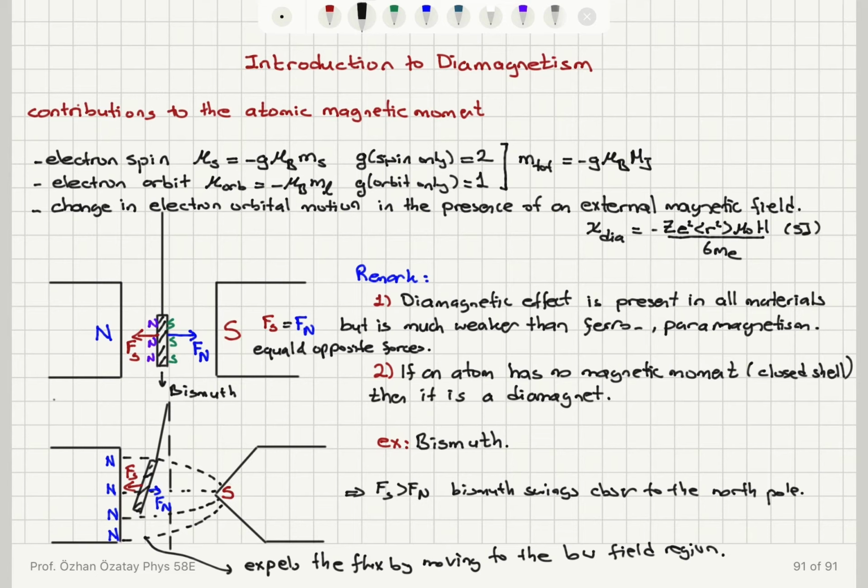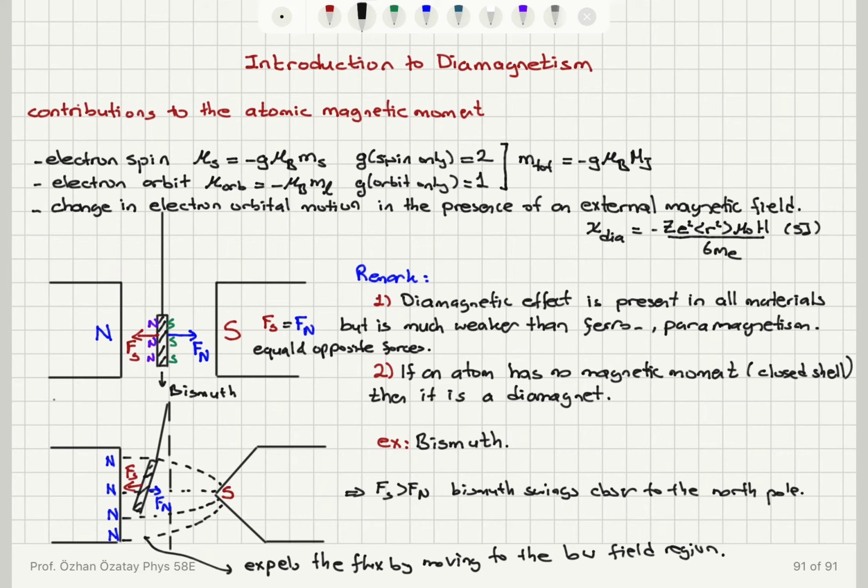There is no net force if you have a uniform magnetic field. If you have a non-uniform magnetic field, then it will be attracted to the part that has the low field region. So in that case, we can basically be sure that it is a diamagnet.